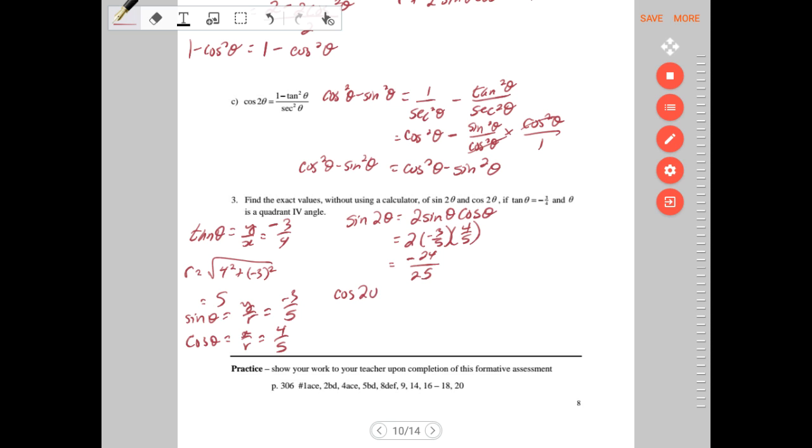Cos of 2 theta, doesn't matter which one we use, we'll go with cos squared theta minus sine squared theta, because I have both of those. So cosine is 4/5 all squared, minus sine, which is negative 3/5 all squared. 4/5 squared is equal to 16/25, minus negative 3/5 squared is positive 9/25. 16 take away 9, because they have the same denominator, is 7/25.